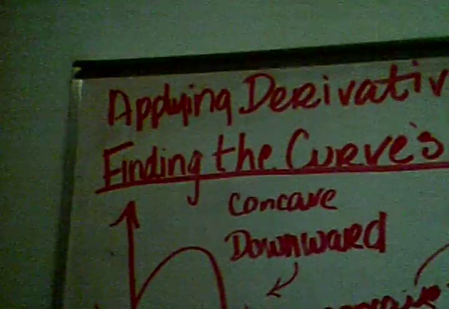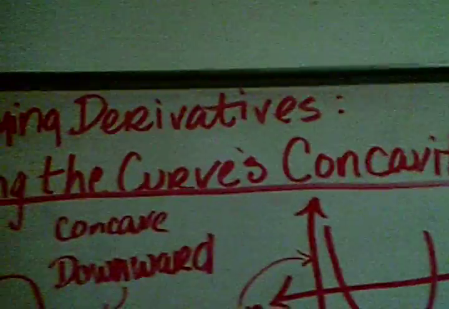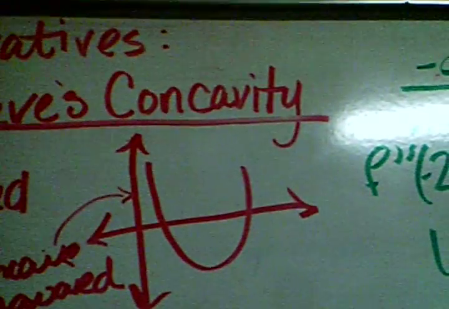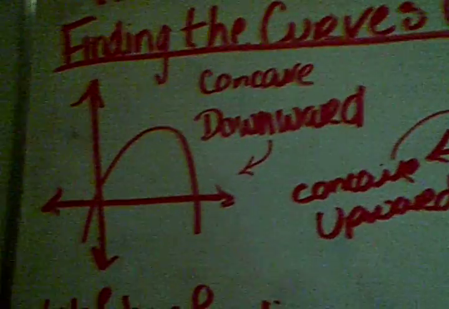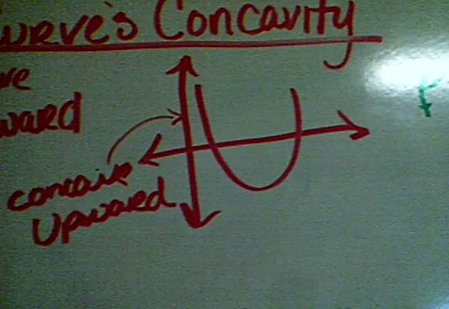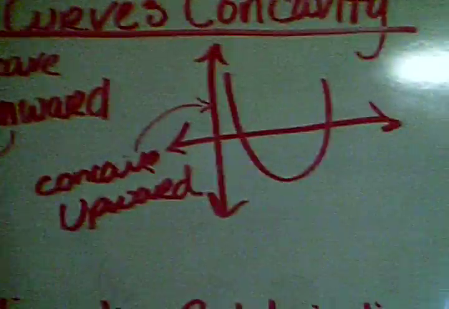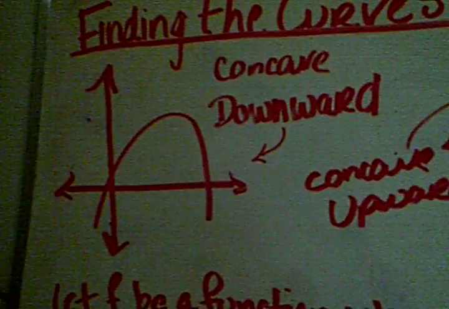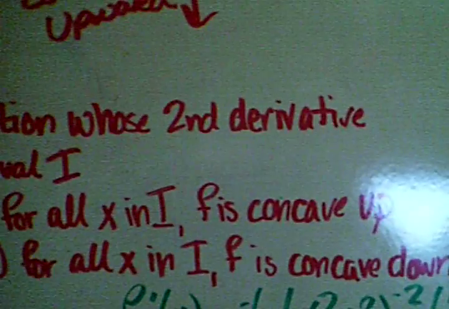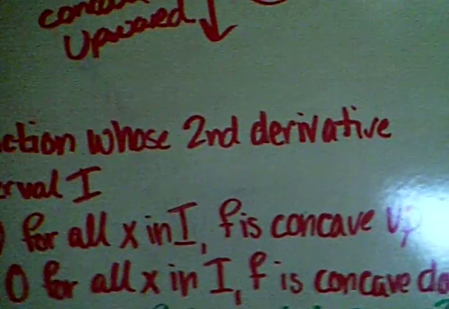Today we're talking about applying derivatives, and in this case we are finding the curve's concavity. So this is concave downward, and this is concave upward. Remember those: up, down, down.